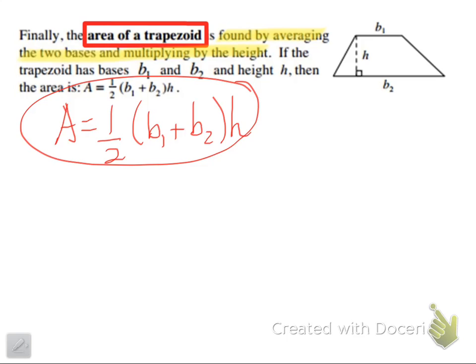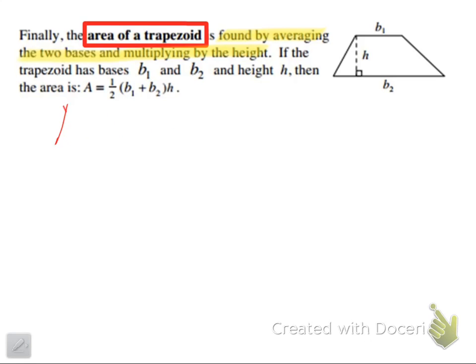What do you think? Let's try. Let's erase this. Let's see what we got here. So let's take this shape right here and let's redraw it. Right here we have a trapezoid with a height. We have a base 2. We have a base 1.